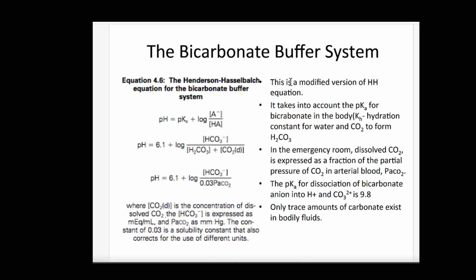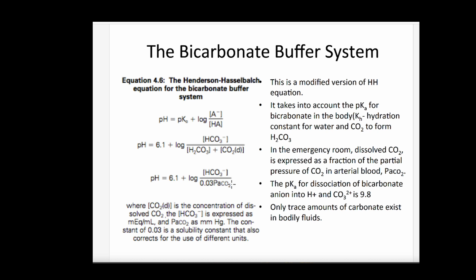And that's the equation that you see here. So what do those various components mean? To use the terms for the blood components, it's often seen, which is measured in the emergency room. You have the dissolved CO2, which is expressed as a fraction of the partial pressure of CO2 in arterial blood. That's called PaCO2, and that's what you see here.